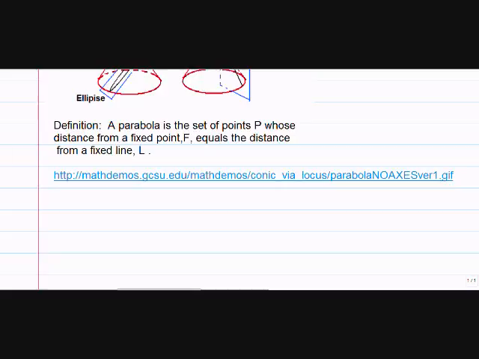A parabola is a set of all points P in a plane whose distance from a fixed point F, called the focus, equals the distance from a fixed line, and that line is called the directrix. And even here in the notes, if you get the hard copy notes, you can cut and paste and see that little demo for yourself, because you want to try to prove that for yourself.